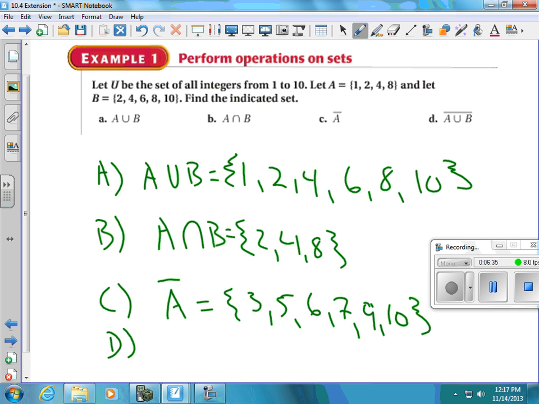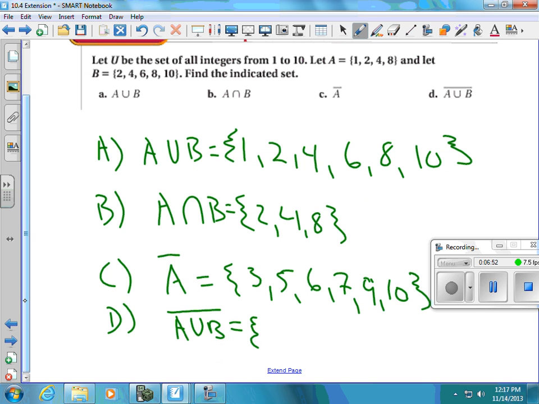And D, here's a tricky one. Complement of the union of A and B. We already found the union of A and B, so the complement would be everything from part A that is in the universal set, but not in A union B. So 1, 2 is in there, but 3 is not. 5 is not. 7 is not. And 9 is not in the union of A or B. So 3, 5, 7, and 9 are neither in A or in B. So that is union, intersection, and complement.